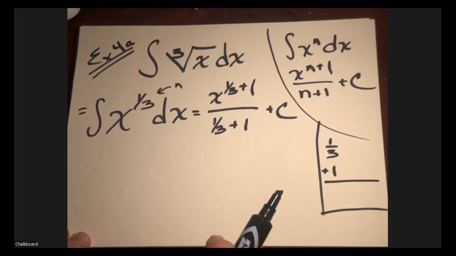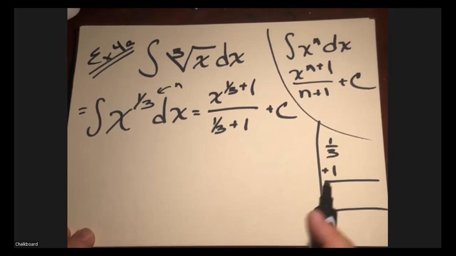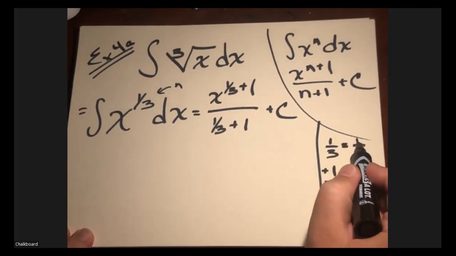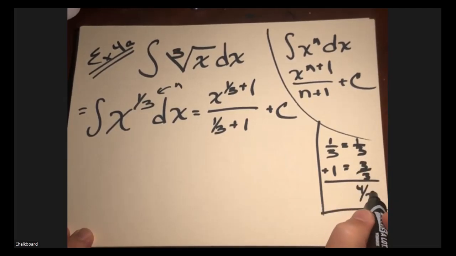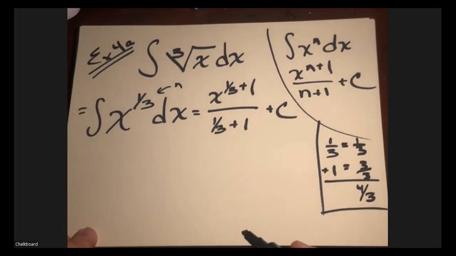Again, 1 can be any number you like over itself. Why not make it 3 over 3 this time? So now you have 1/3 plus 3/3, and it adds up to 4/3. Don't hesitate. 1 plus 3 certainly is 4. Yes, it's 4/3. Improper fractions for exponents, why not?